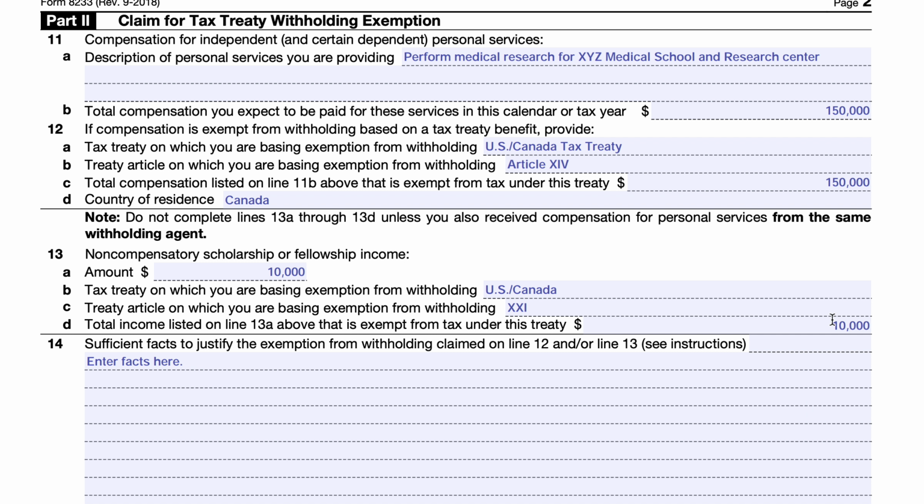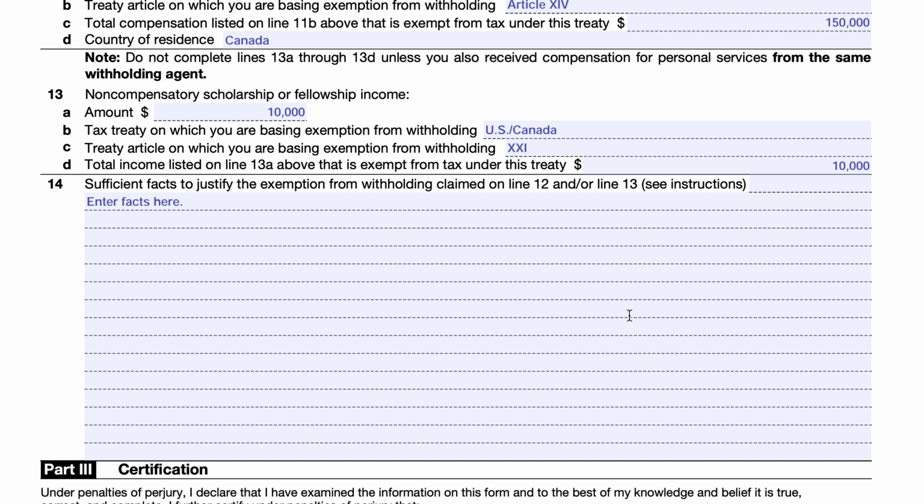And then in line 13D, we're going to put the total income. John Doe thinks that all of his income is exempt from withholding, so he's going to put the $10,000 here. So line 14 is space for you to cite enough facts to justify the exemption that you're claiming. So again, you're going to need to be familiar enough with the tax treaty and what it says so that you can incorporate your facts on the ground with what is justified under the treaty.